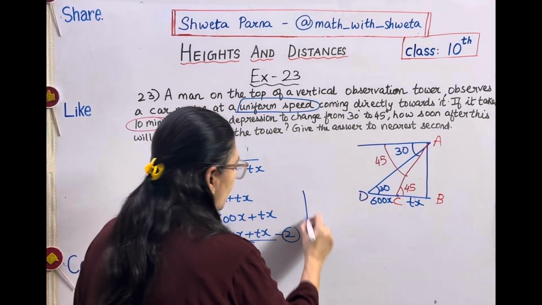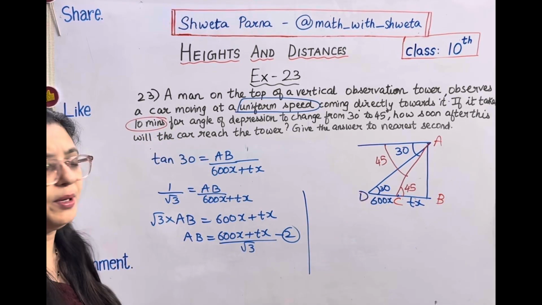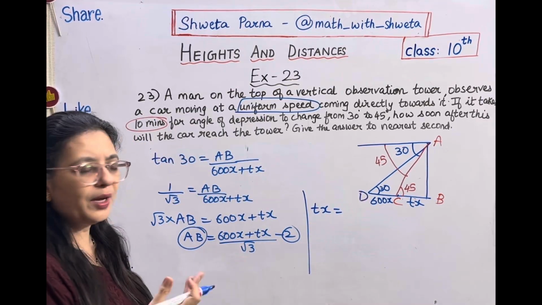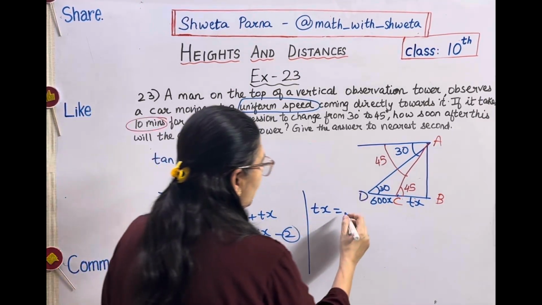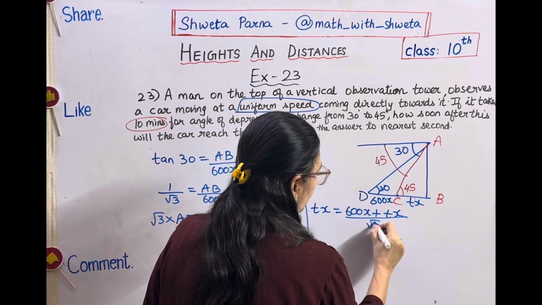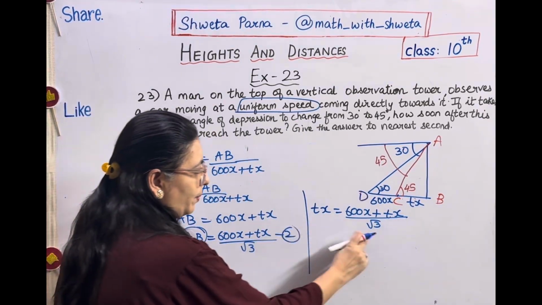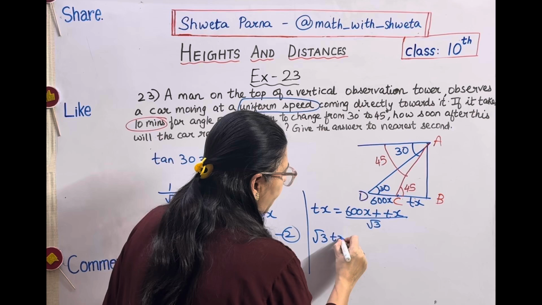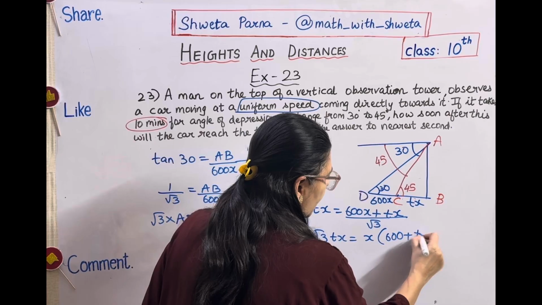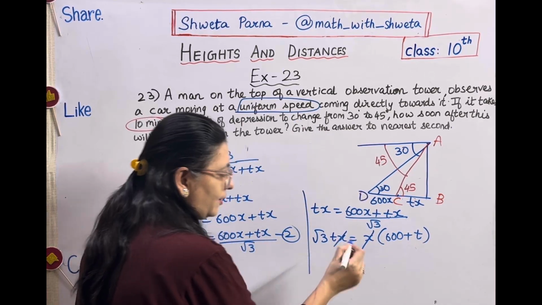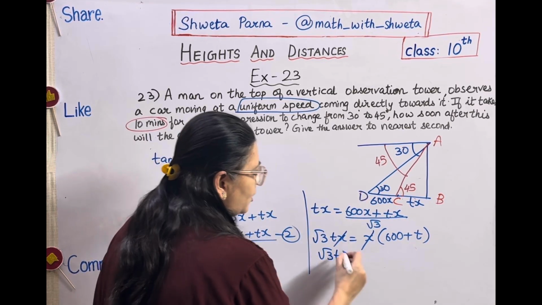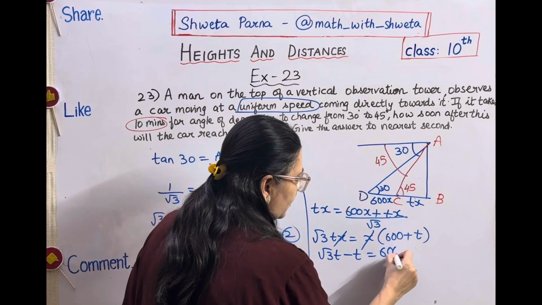Correct? Now, how will you solve it? What was the first equation that you got? AB is equal to tx. So, tx is equal to, now here the value of AB will be same. So, tx is equal to (600x plus tx) the whole upon root 3. Cross multiply. Root 3 tx is equal to, take common factor as x, 600 plus t. x and x get cancelled. Now what is root 3t? Take this t to the other side, minus t is equal to 600.